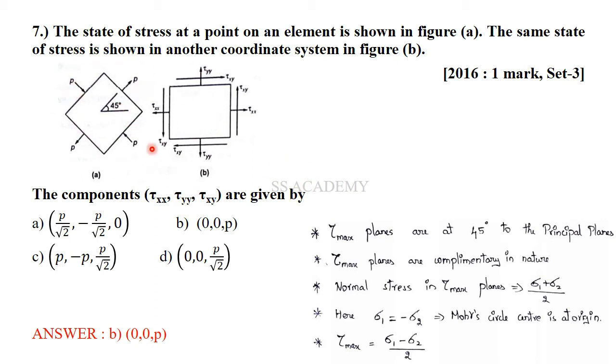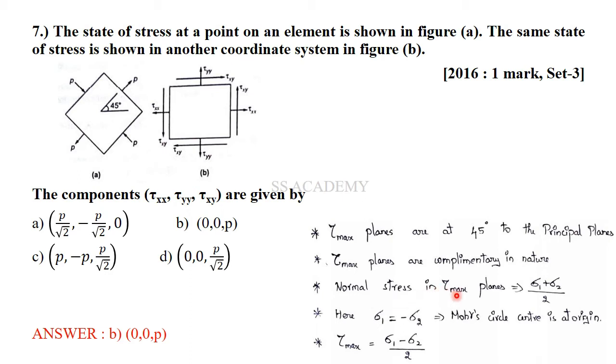From this loading diagram, you can understand that there is no shear stress acting externally. So this plane and this plane come out to be principal planes. Both are principal planes, and tau max planes are always at 45 degree to the principal planes. So tau max planes are always complementary in nature. If you subtract 45 degree, you will have a tau max plane here, and if you add 45 degree, you will have a tau max plane here. So these both are tau max planes, that is, maximum shear stress planes.